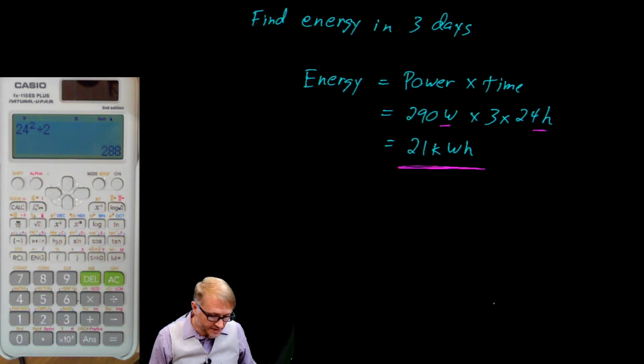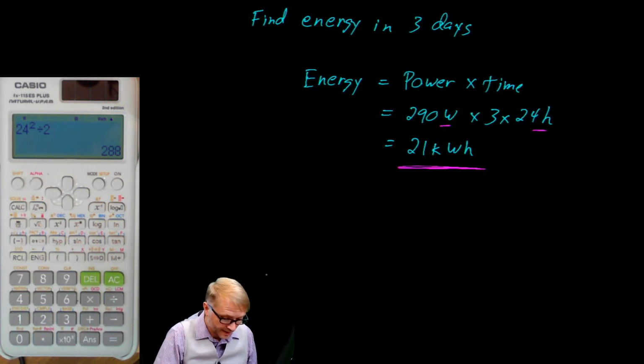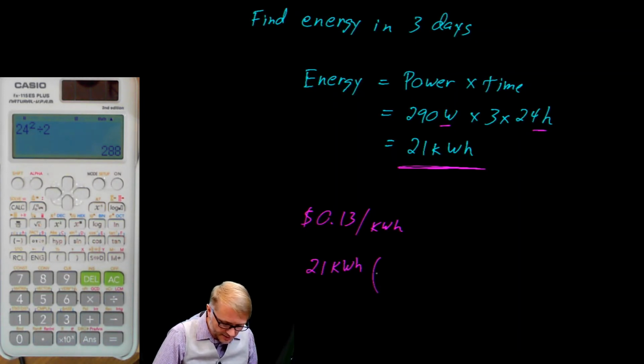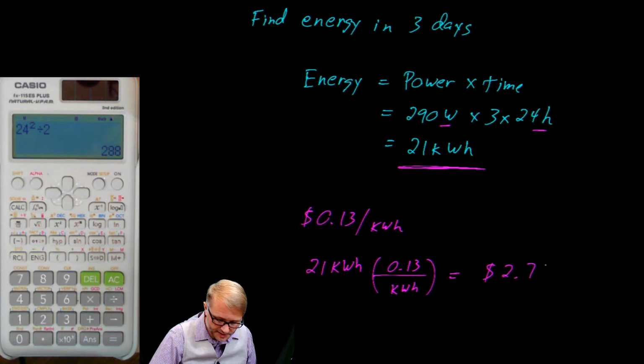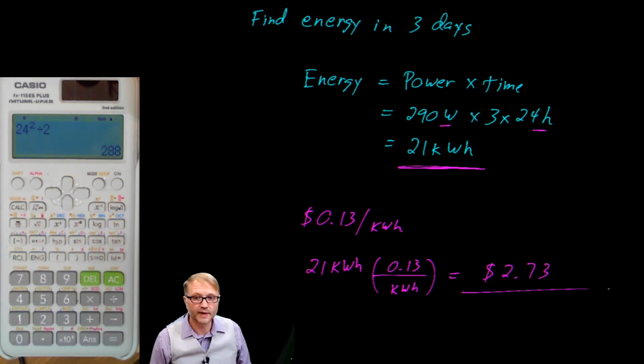By the way, that is how you purchase electricity. So if we let electricity cost 13 cents per kilowatt hour, we would say 21 kilowatt hours, do some dimensional analysis here, so 0.13 by kilowatt hours, gives us about $2.73 to run that load for 3 days.